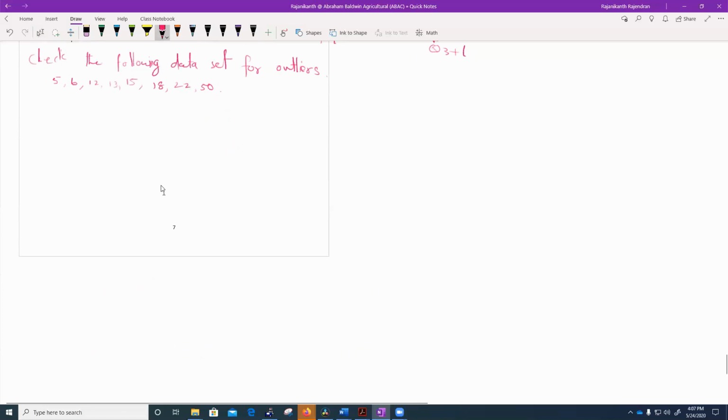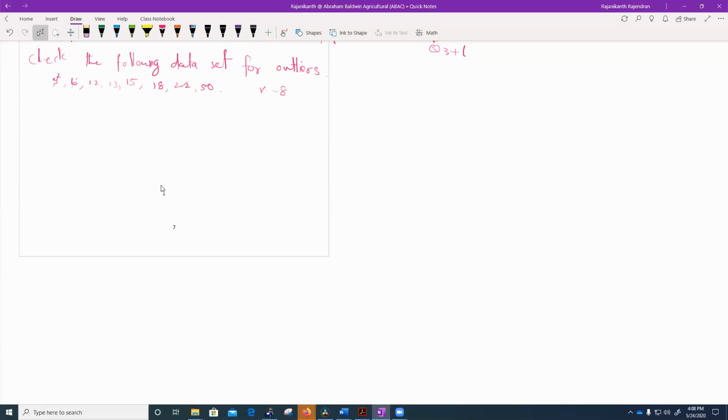First find the IQR to find the outliers. So we should know first Q1 and Q3, right? First quartile and the third quartile. So let us find first Q2. How many data values are given here? 1, 2, 3, 4, 5, 6, 7, 8. So my little n is 8. 8 is an even number. Therefore, you will find two middle numbers.